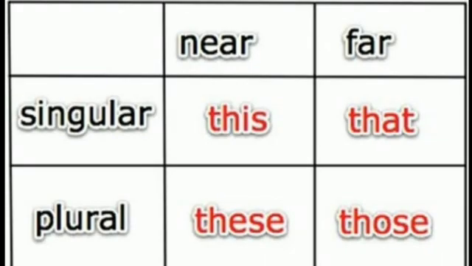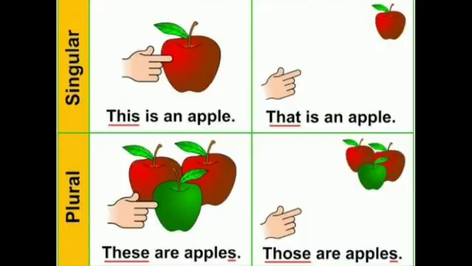Now we'll see use of this, that, these and those. Here when the things are near and they are singular, we use this, and when the things are far, we use that. For plurals, we use these if the things are near and those if the things are far. Now we'll see this with an example.